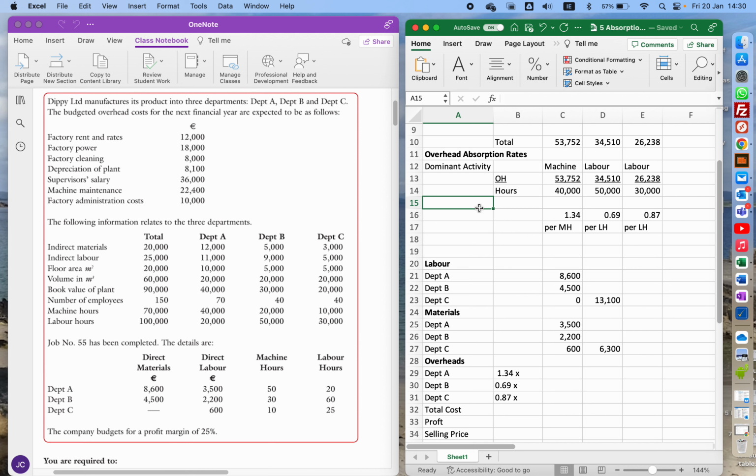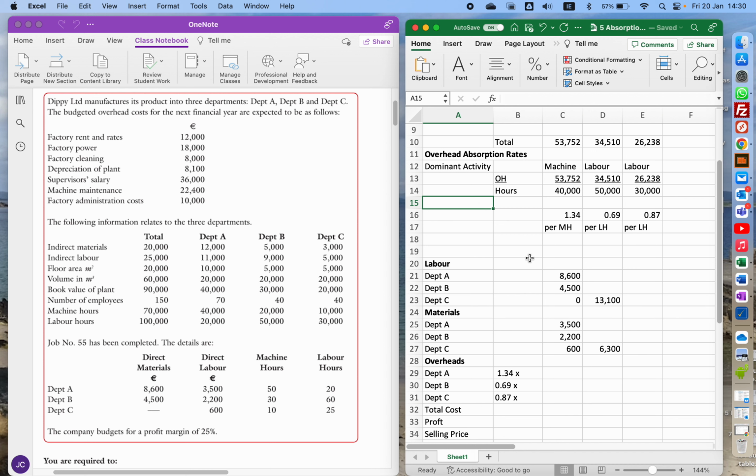And do remember, every job is going to be a bit different. Some jobs will need loads of time in Department A, not so much time in Department C. Another job might be completely the opposite. So we need to make sure whatever overheads each department has is shared among this particular job. Can you just follow this for a sec?